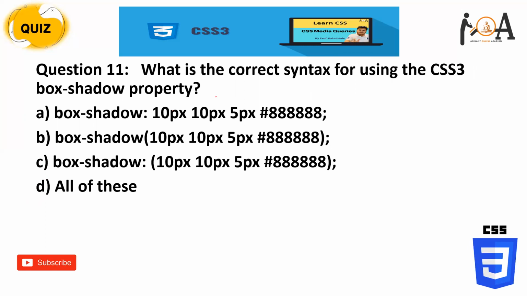Question 11: what is the correct syntax for using the CSS3 box shadow property? Box shadow is the keyword, 10 pixel, 10 pixel, 5 pixel, and whatever color you want, which you can put in hashtag format, and then a semicolon. So A is the correct answer, because we do not need to use square braces, and we can directly use the values like this. So box shadow, height, length, width. Option A is the correct answer.